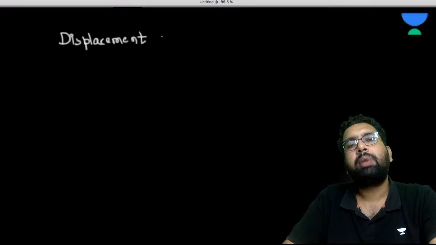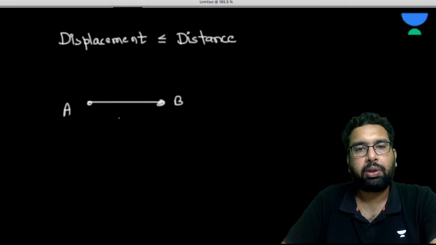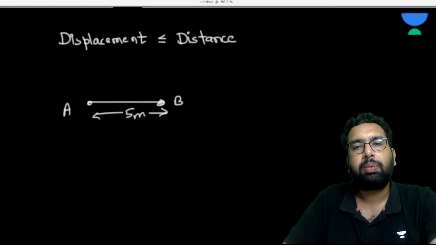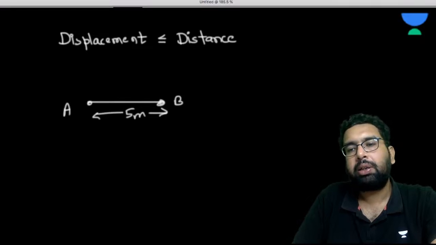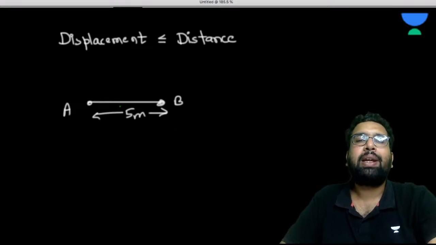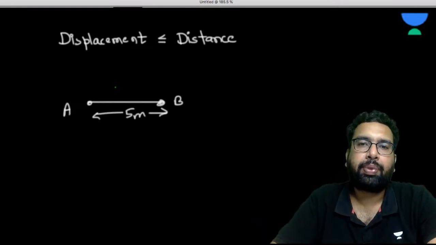So we can say that the displacement is always less than or equal to the distance, right? Because see, let's suppose someone has moved from A to B only. Let's suppose this is your 5 meter. Now, what is going to be the distance and what is going to be the displacement? So both are same only, because from A to B, the shortest distance is also this 5, right?